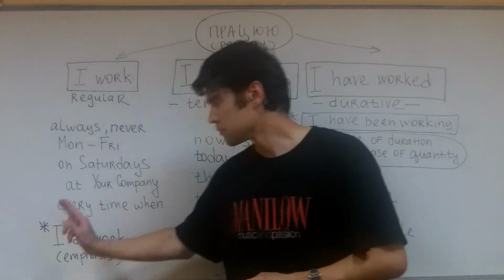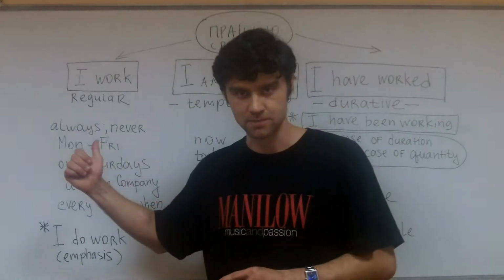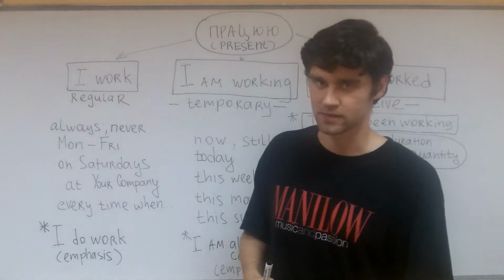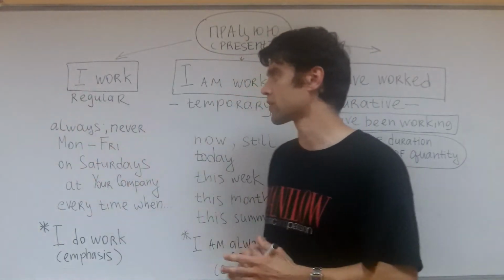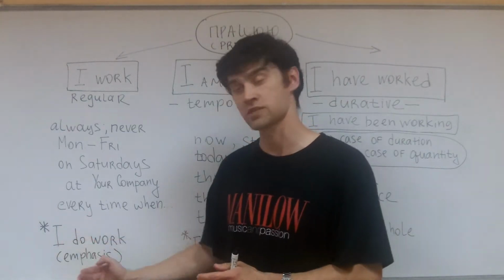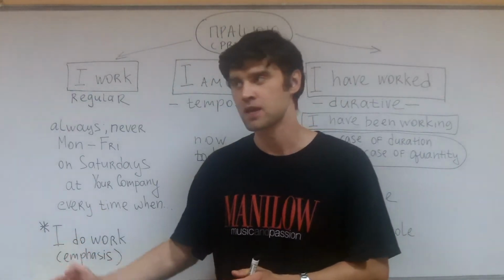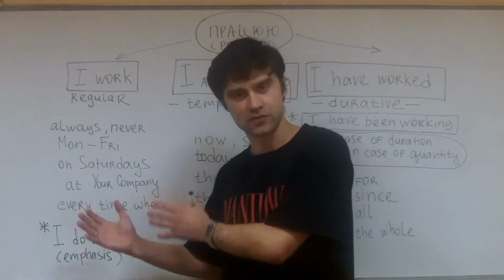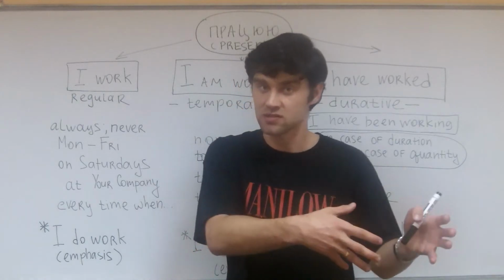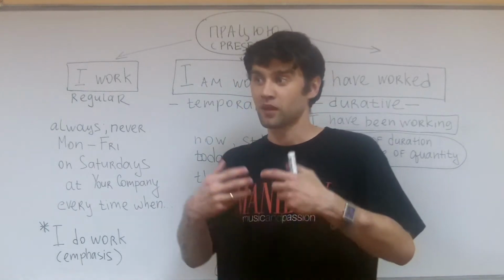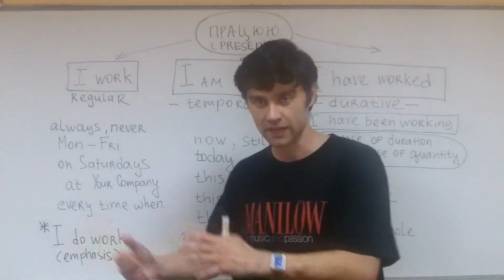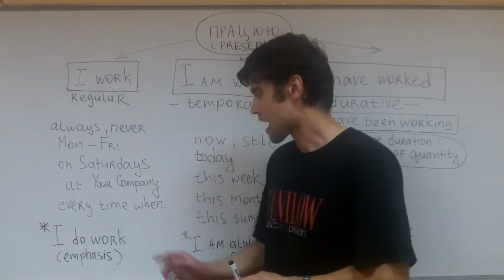Now, in all of these three tenses, and all of these three aspects, there's a way to put it with emphasis. So, there is a difference when you say I work and I do work. In this case, do, which is an auxiliary verb, is used for emphasis. Usually an auxiliary verb like do is used in English tenses for making questions or making negations, for negative sentences. So here, I do work.